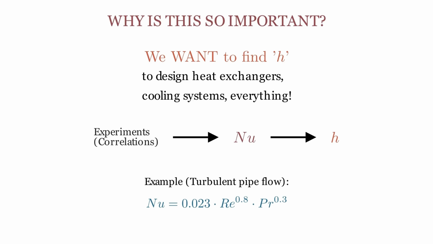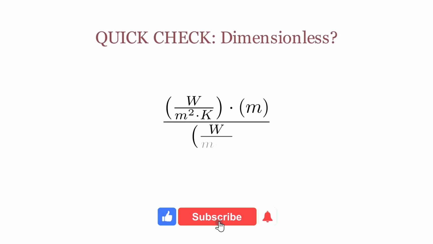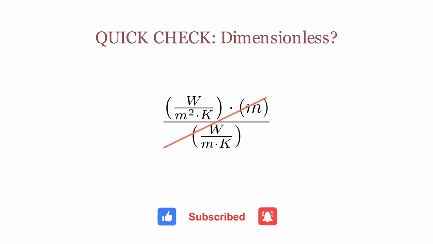For turbulent pipe flow. Quick check, dimensionless: H in watts per meter squared K times L in meters divided by K in watts per meter K, units cancel out.